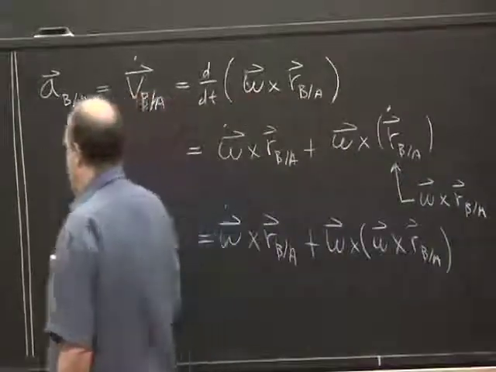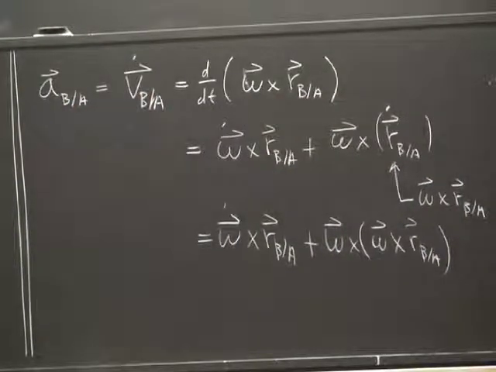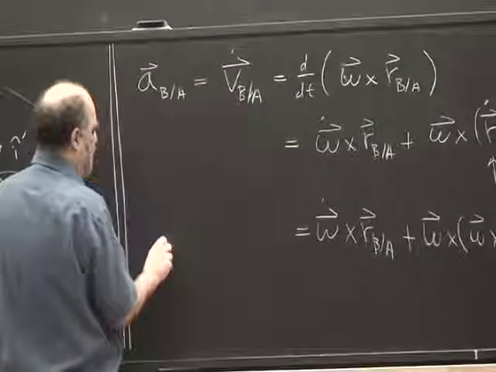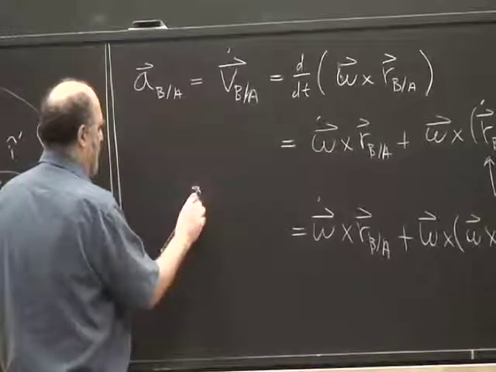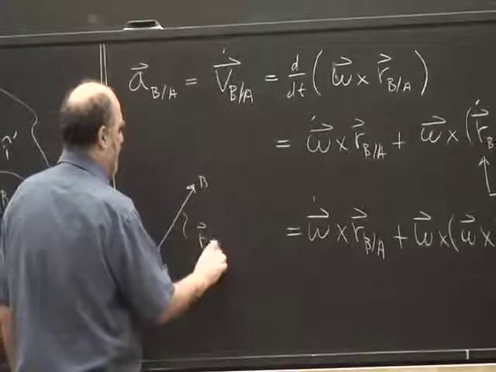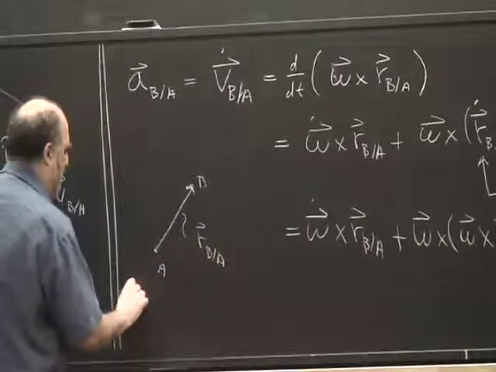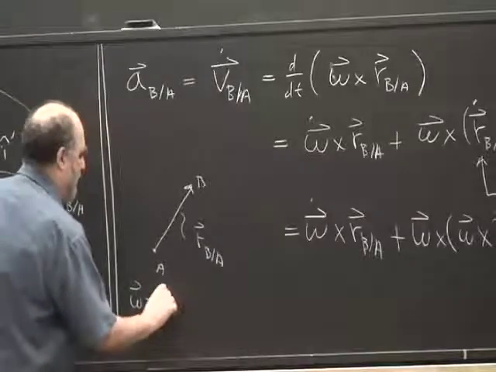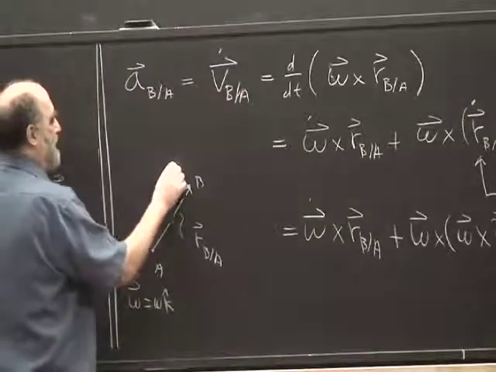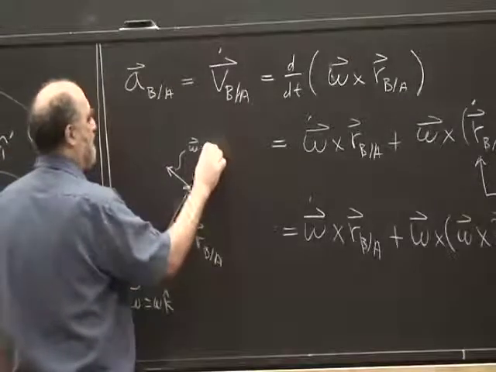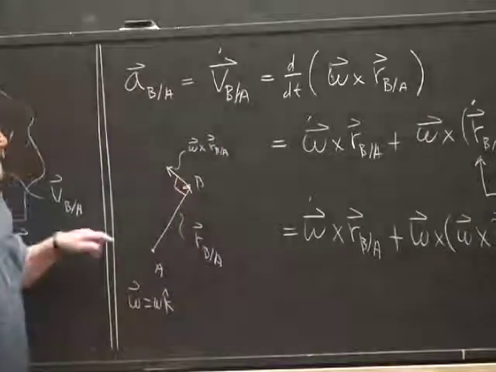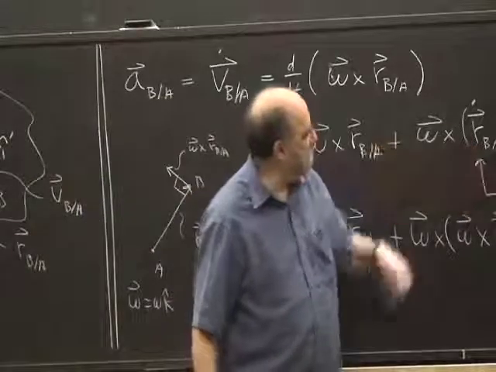And I'll show you why it's not so bad. Because if we draw a picture to go along with this, let me just pick 2 points here. Here I have A, and here I have B, and here I have R of B with respect to A, and then we had omega sticking out of the blackboard, which was omega K. Omega cross R of B with respect to A was just in this direction. So in terms of this picture, we know the direction of this vector.